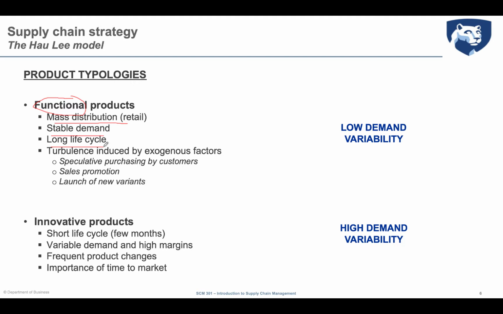Instead, as for innovative products, these are products characterized by short life cycles, basically very few months, which means they are introduced to and removed from the market very often. They have variable demand and usually high margin, frequent product change, and the importance of time to market. So it's important to go to market as fast as possible when you launch these innovative products. These are examples of innovative and functional products.